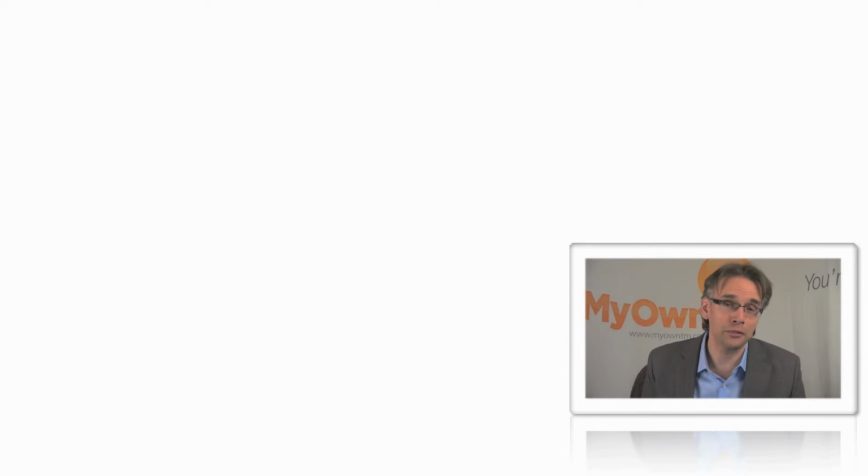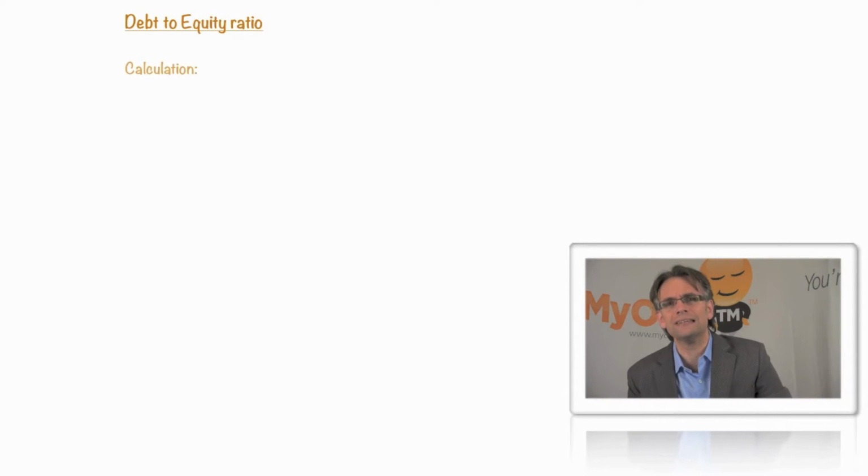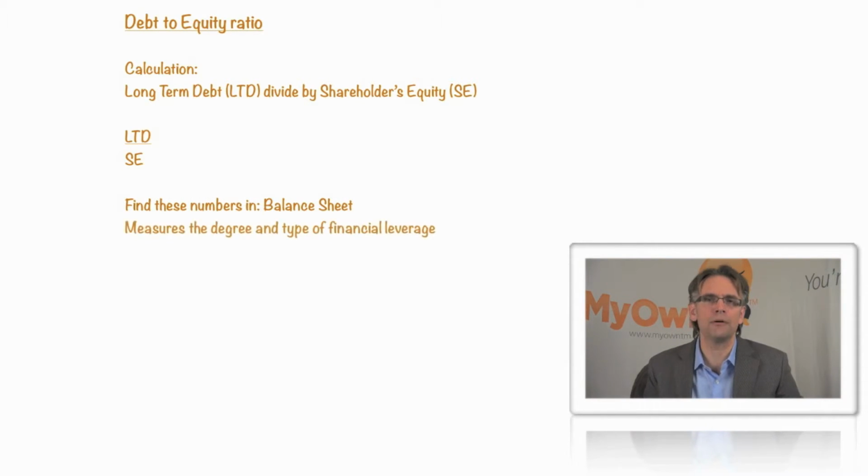Now, we're not going to look at 35 different ratios. What I put together here is a few that you can look at for just about any company and really sort of glean some key insights and to put together some interesting questions for them. The first is what's known as debt to equity ratio. This is calculated by taking long-term debt and dividing it by shareholders' equity. You'll find these numbers in the balance sheet. Now, this measures the degree and type of financial leverage against the company.